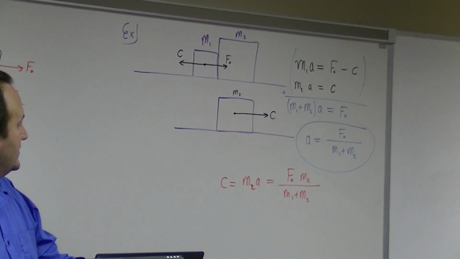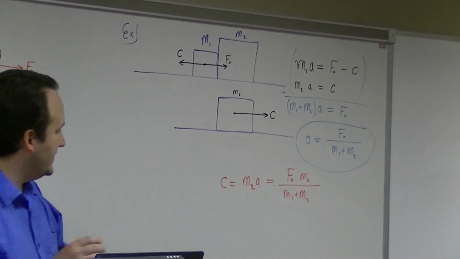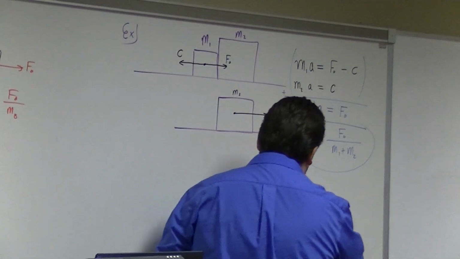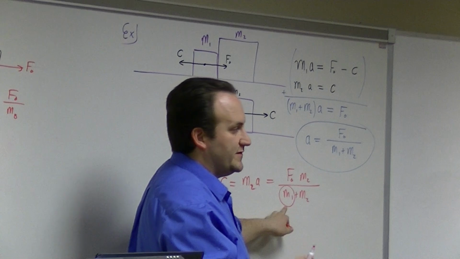And if M1 is much larger than M2, the contact force is pretty small. If this number is really big, M1 is really big compared to M2, then the contact force is really, really small.